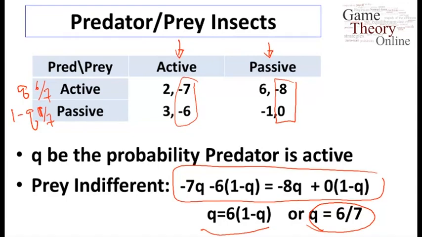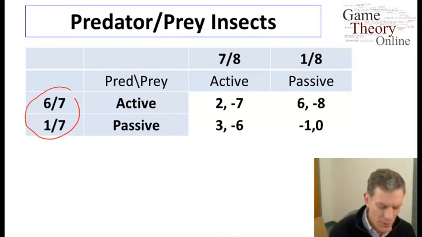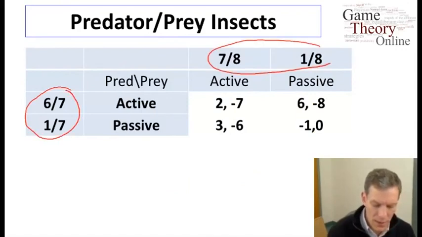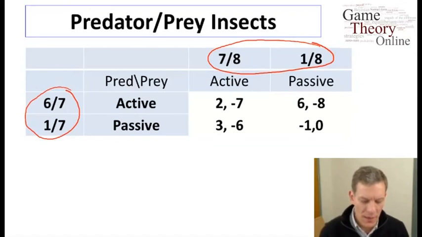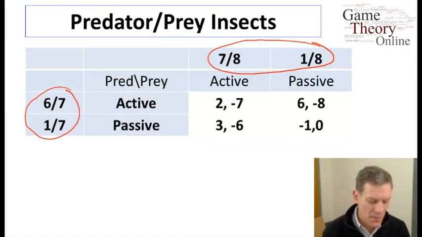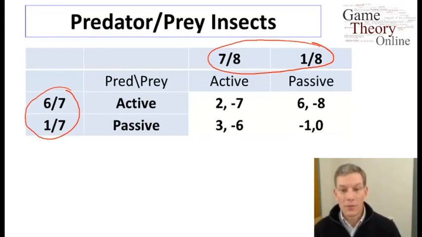So what have we got? We've got a mixed strategy equilibrium. These are the relative probabilities that the different actions are played. So there is a Nash equilibrium to this game, even though there's no pure strategy Nash equilibrium. But there is one in which 7/8 of the time insects are active, 1/8 of the time they're passive, and 6/7 of the time the predators are active, and 1/7 of the time they're passive.